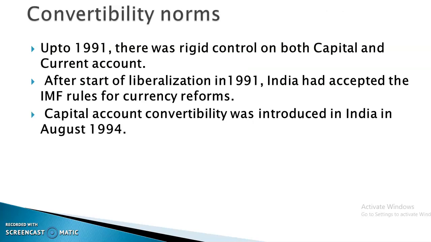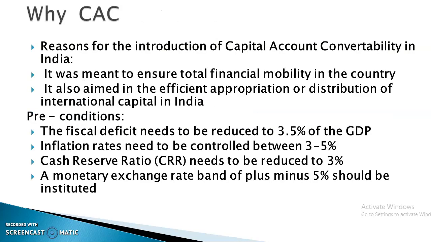Up to 1991, there was control on the capital account and current account transactions. But after 1991, IMF put forward certain rules and India accepted all the rules for the currency reforms. And capital account convertibility was introduced in the year 1994. And there was a committee formed that is known as Tarapore Committee. Tarapore Committee suggested a lot of recommendations to introduce this capital account convertibility in India due to two reasons.